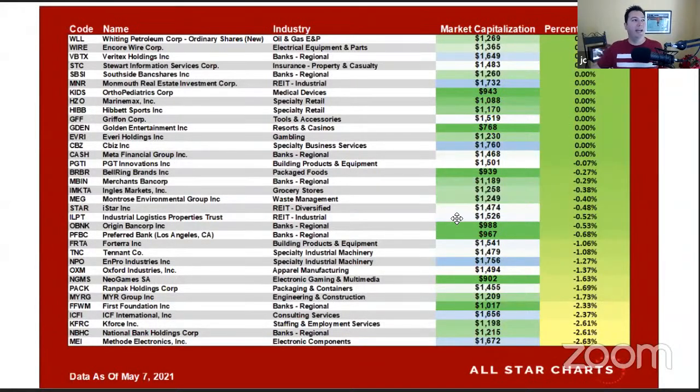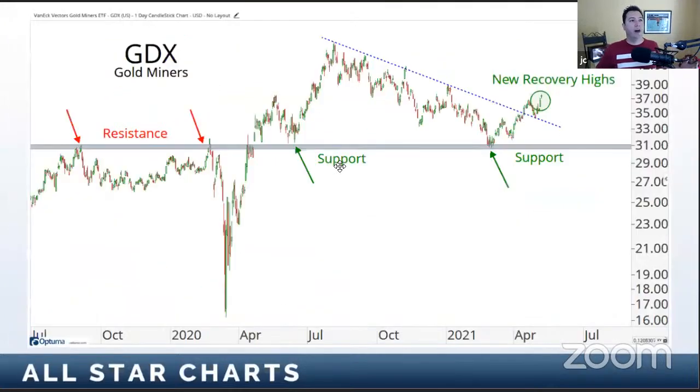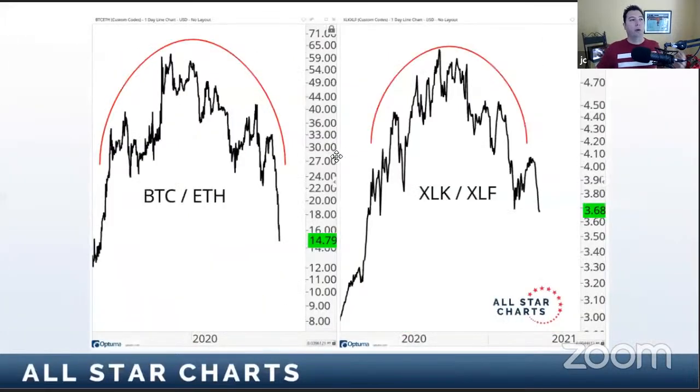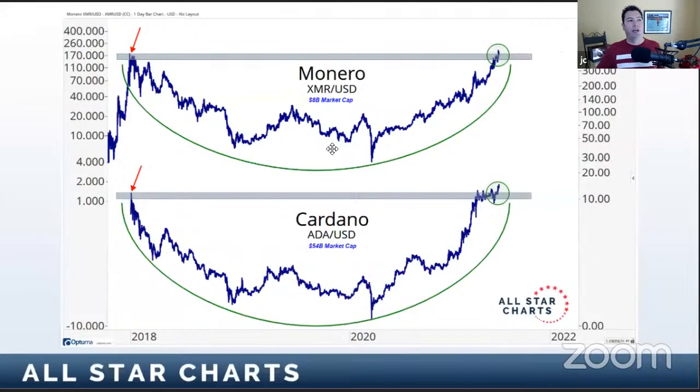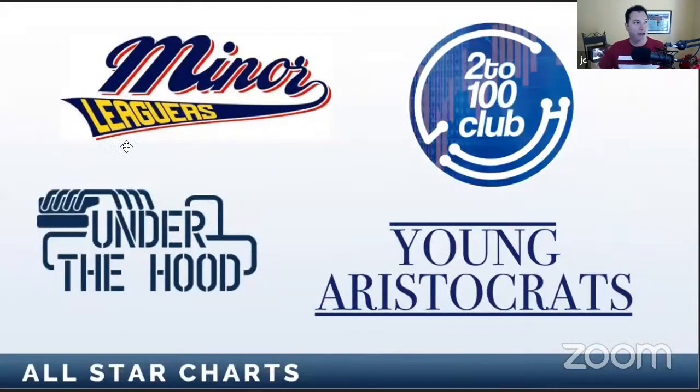Now let's get into the scans, right? So that's the top-down approach, where we're identifying what areas we want to be in, what areas we don't. All of that helps us: short the NASDAQ, buy weakness on financials, buy weakness on Ethereum, buy the breakout in Cardano and Monero, right? That's top-down. Now, we supplement that by doing our bottoms-up approach. We've got four that we're going to talk about: the minor leaguers, the under the hood, the 2 to 100 club, and the young aristocrats, right?